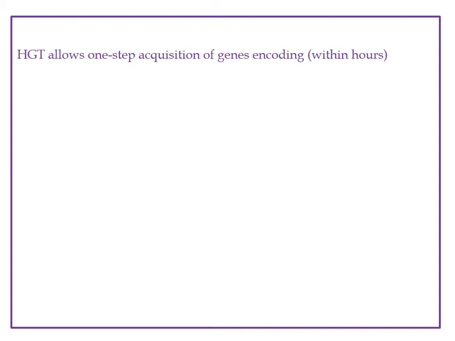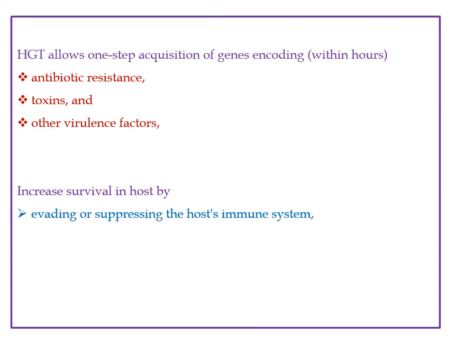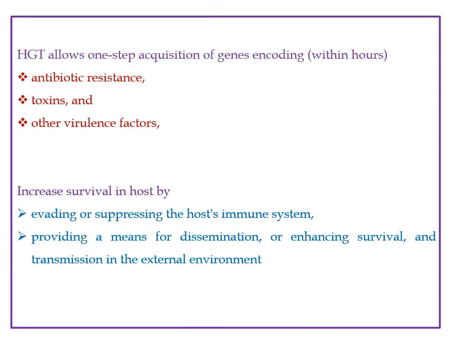Horizontal gene transfer allows one-step acquisition, within a matter of hours, of genes encoding antibiotic resistance, toxins, and other virulence factors. Horizontal gene transfer thus increases survival in an animal or human host by helping the bacteria to evade or suppress the host immune system, providing a means of dissemination, or enhancing survival and thereby transmission in the external environment outside the host.